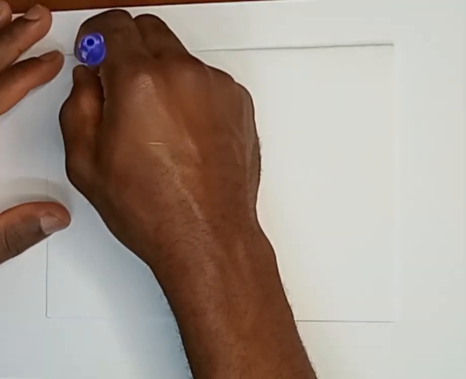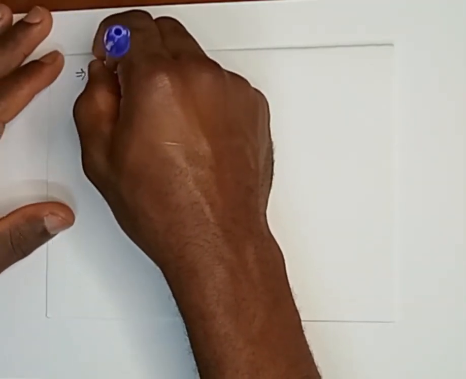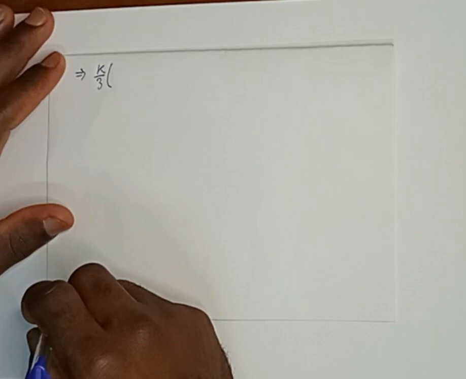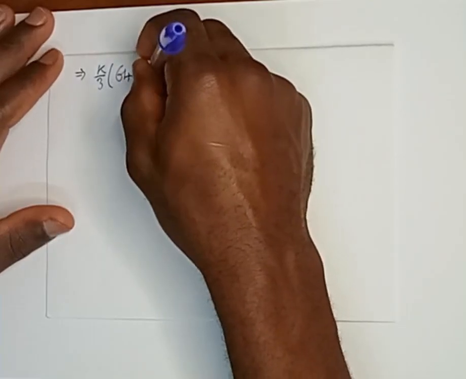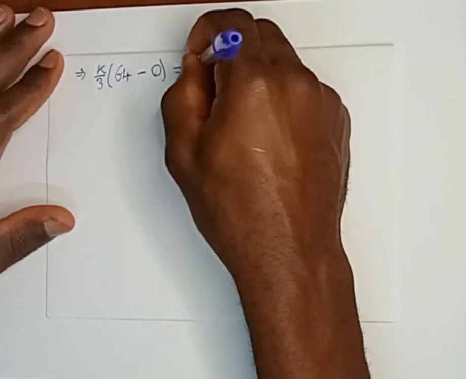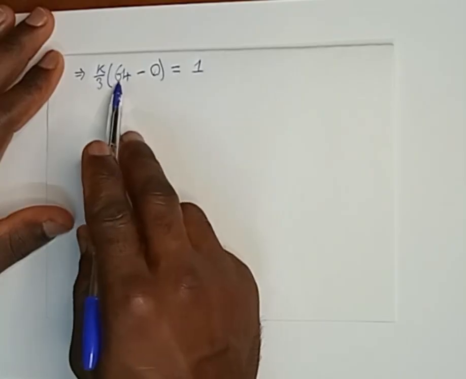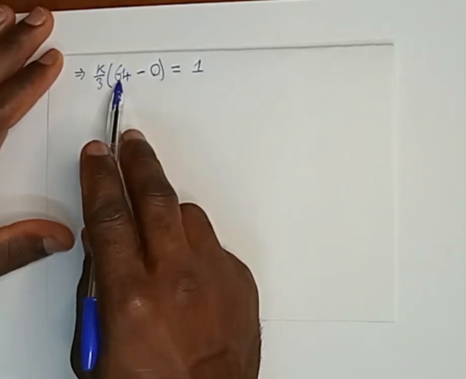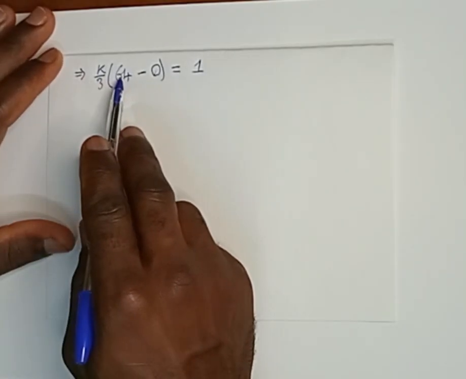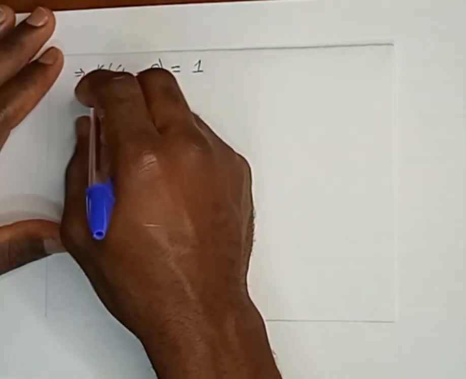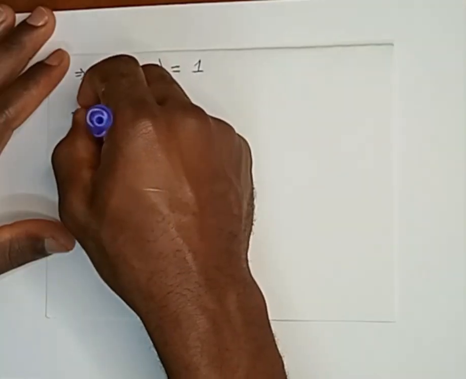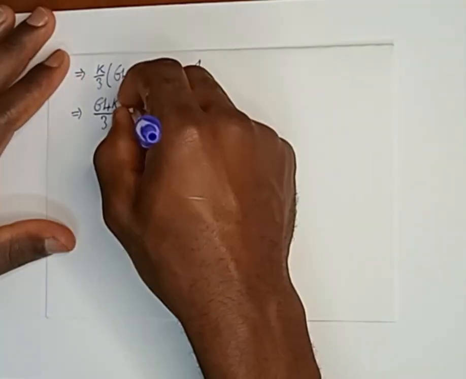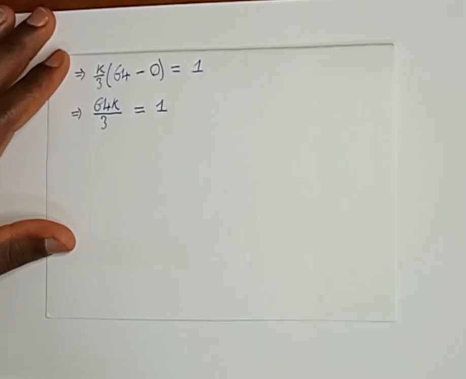Then this will give us k on 3 into 4 cube, that means 4 times 4 times 4, which gives us 64, minus 0 cube, which is 0, this will be equal to 1. 64 minus 0 in bracket simply remains 64. 64 times k on 3, this will give us 64k all over 3 is equal to 1.